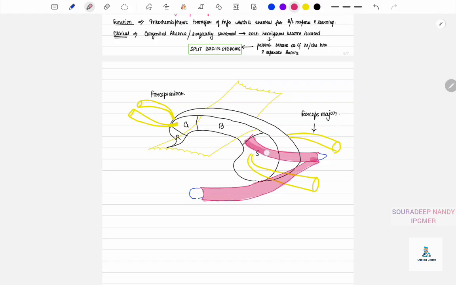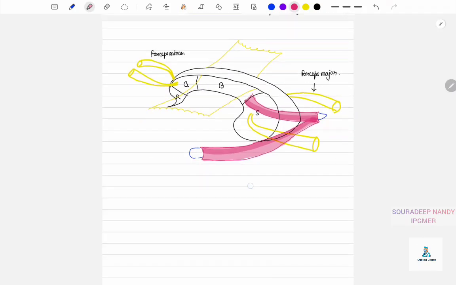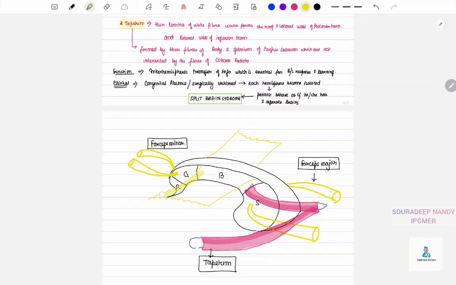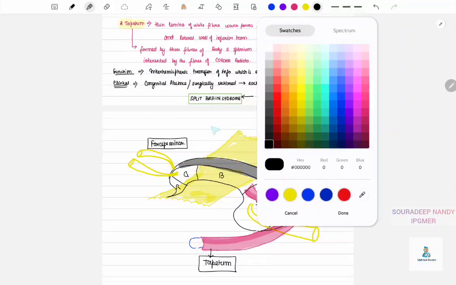Some examiners love to ask about the arrangement of the tapetum. So with a drawing I tried to make you understand how the tapetum looks. So this is the tapetum. Basically, these are the three types of fibers that are extensions of the corpus callosum. And one thing I forgot to tell you is that the superior aspect of the corpus callosum remains covered by a thin sheet of grey matter termed the indusium griseum.